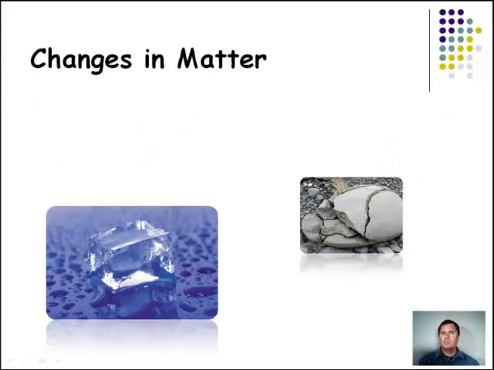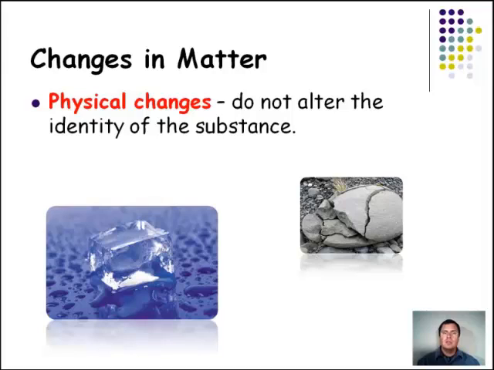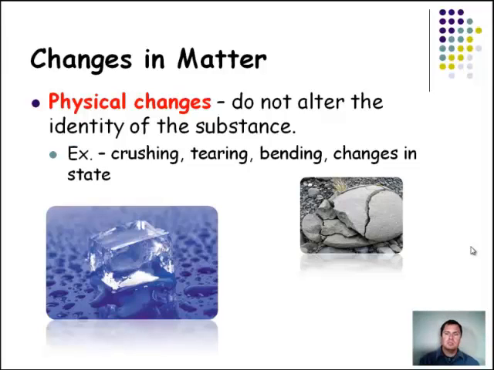This leads us into changes in matter. We have physical changes. These kinds of changes do not alter the identity of the substance. They're still the same substance. For example, this melting ice cube here. It's solid water, and when it melts, it's still water. Or what about rock? As rocks weather and break apart, they still end up as rocks. They're just smaller rocks.